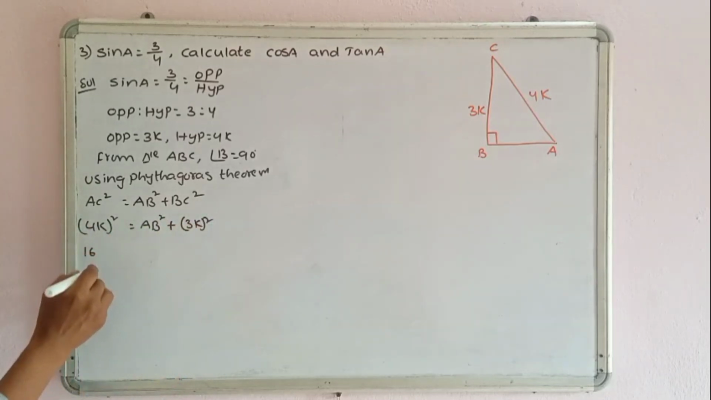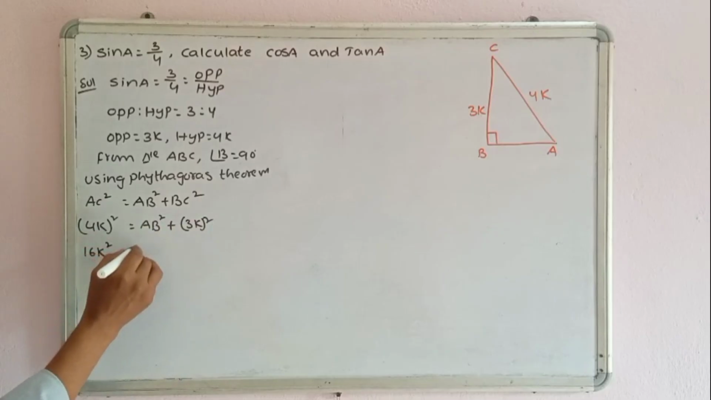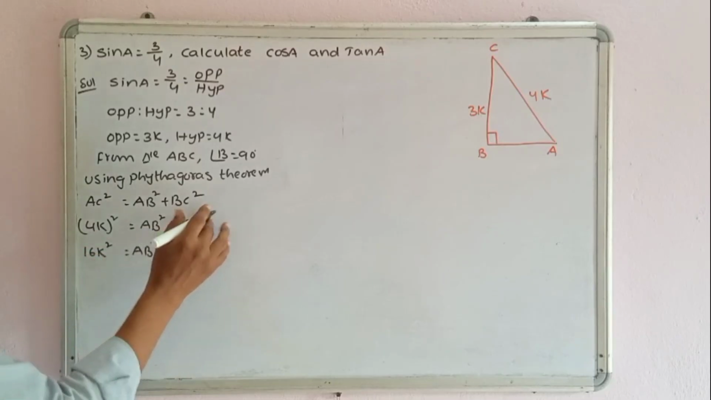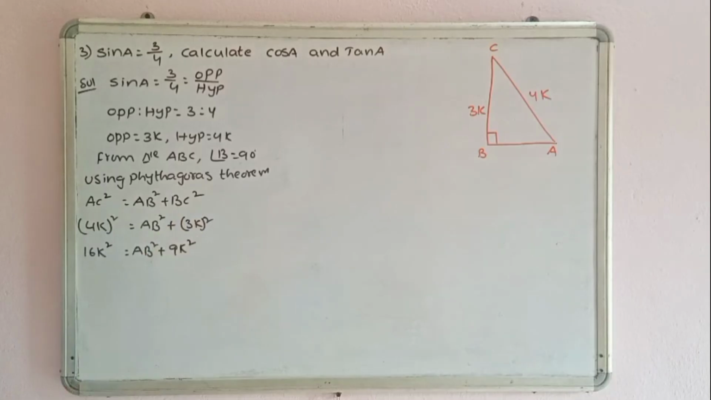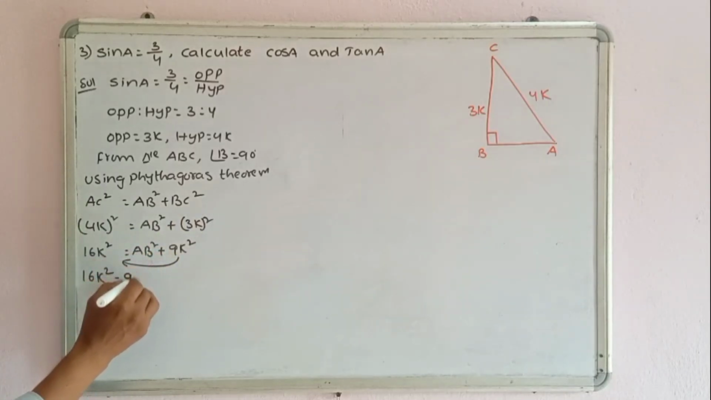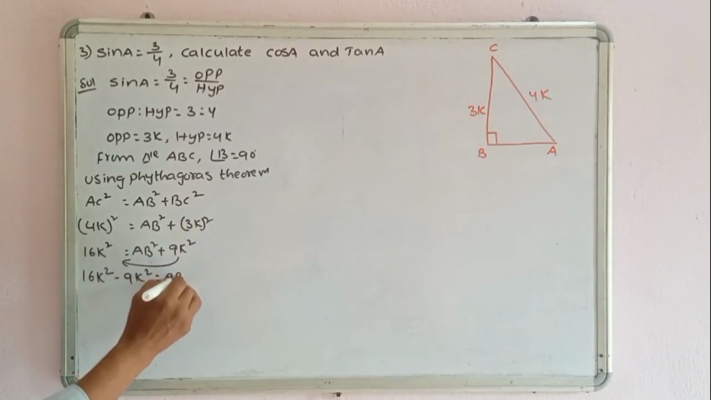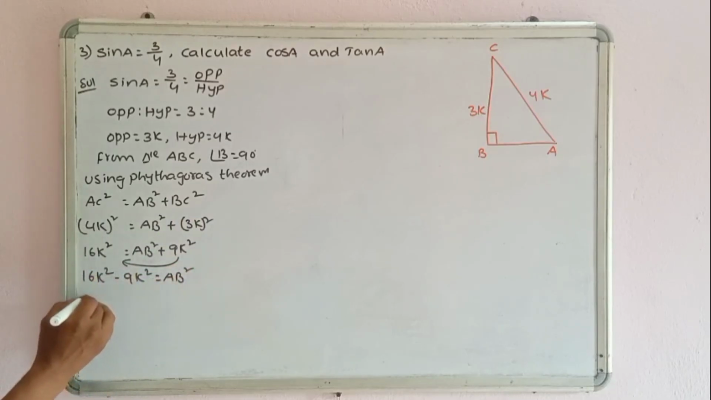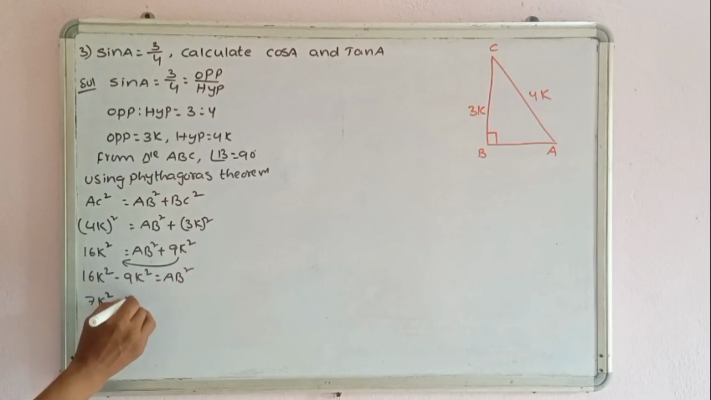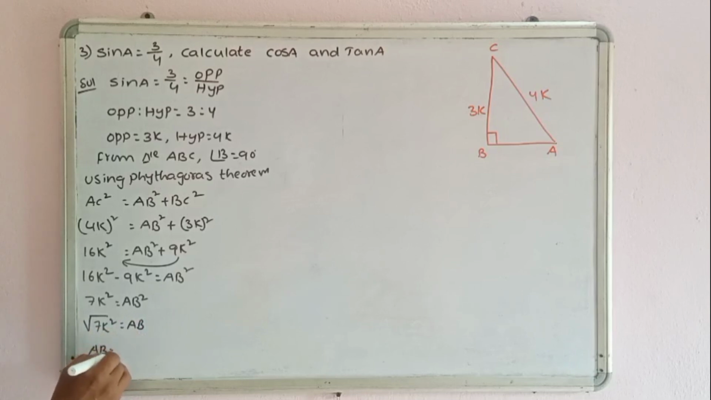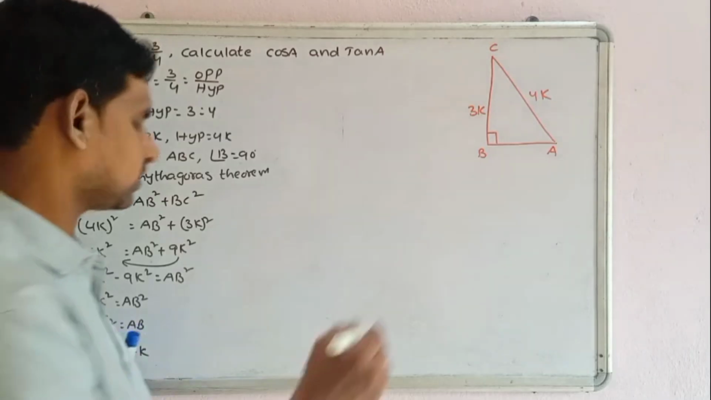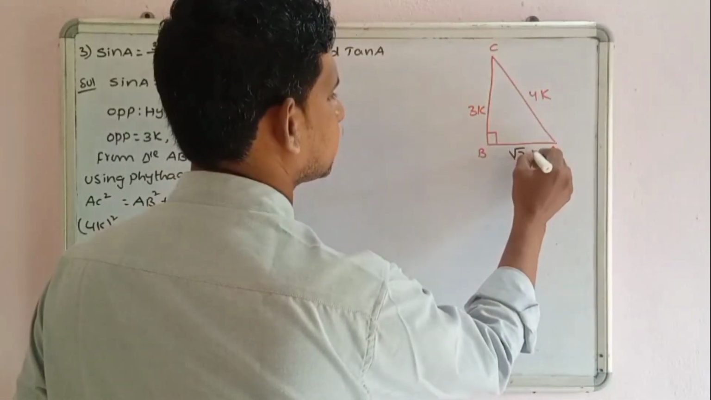So 4 square value 16. k square equals AB square plus 3 square 9 k square. So 16k square, 9k square transpose left side, minus 9k square equals AB square. So 16 minus 9 is 7. 7k square equals AB square. So square transpose right side, square root. Therefore AB equals square root of 7k square. Square root of k square value k. So this is the value root 7 times k.